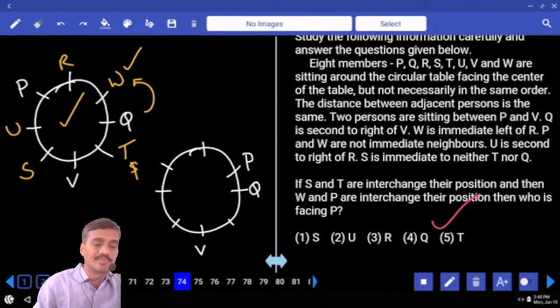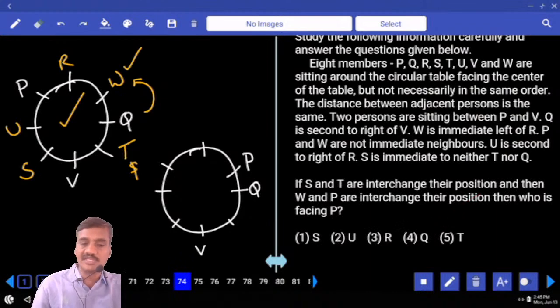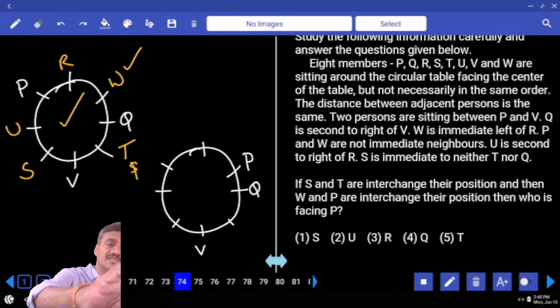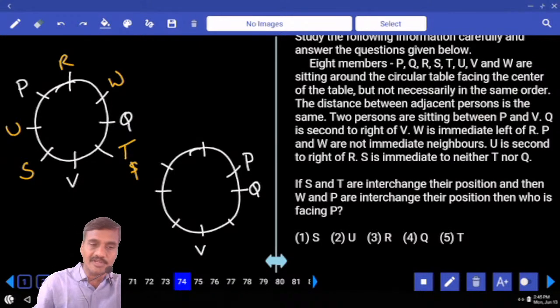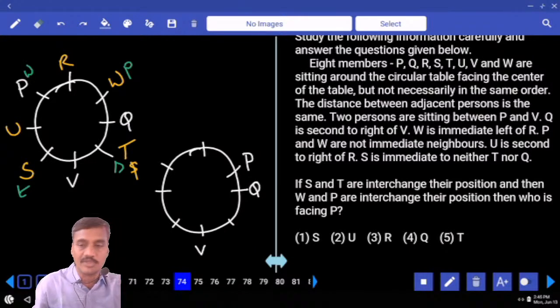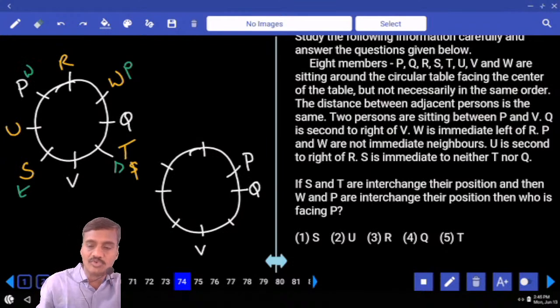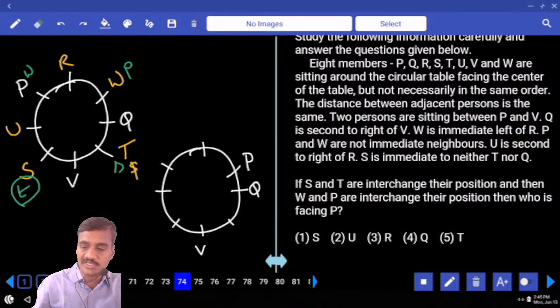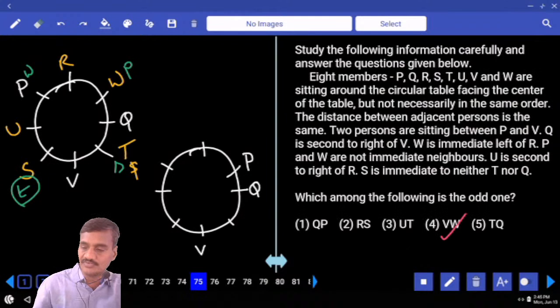Then 74. Now in this 74, if S and T interchange their places, then W and P. S and T interchange their places means T is coming to the place of S, S is going to the place of T. And W and P interchange their places, W is here and P is here. Then who is facing P? Now tell me, who is that person facing P? Yes. Now this S interchange with T, and T is the answer, choice 5, question number 74.